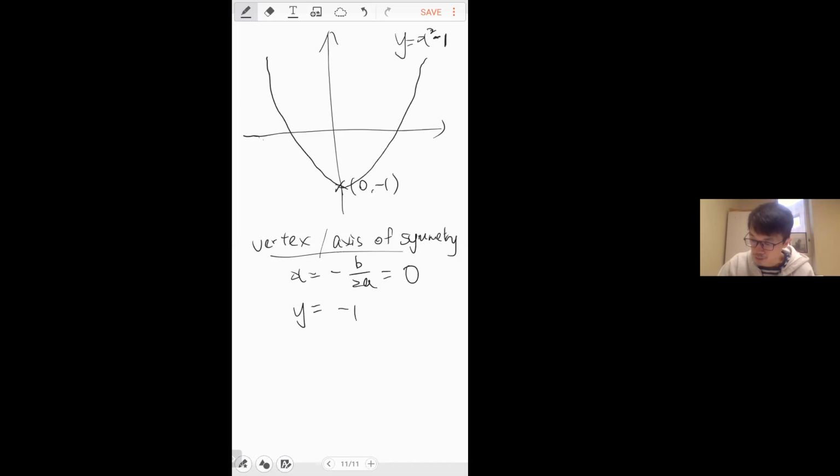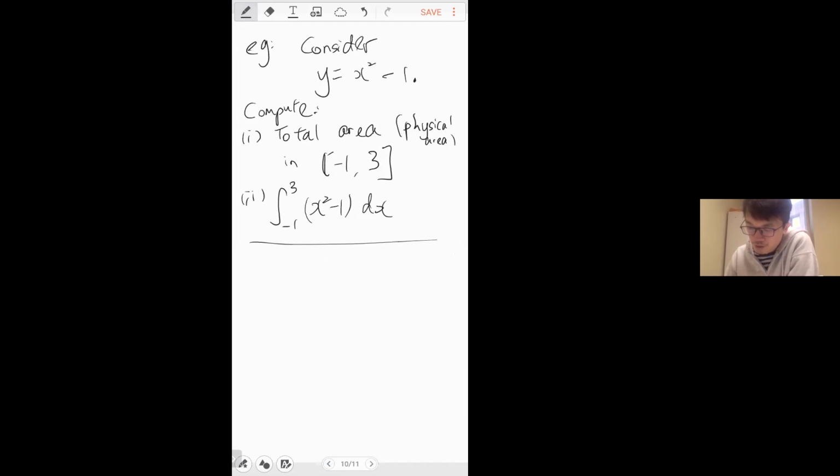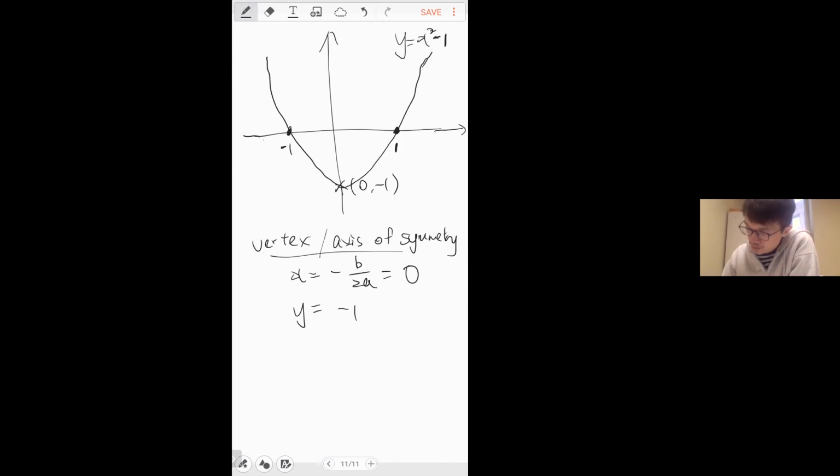And then I also need to find out what are the intersection points. So what are the intersection points with the x-axis? 1 and -1. So this is 1, -1, this is 1. This is not scaled properly. And remember that I want to compute the total area and also the definite integral from -1 to 3. So let's say 3 is here.